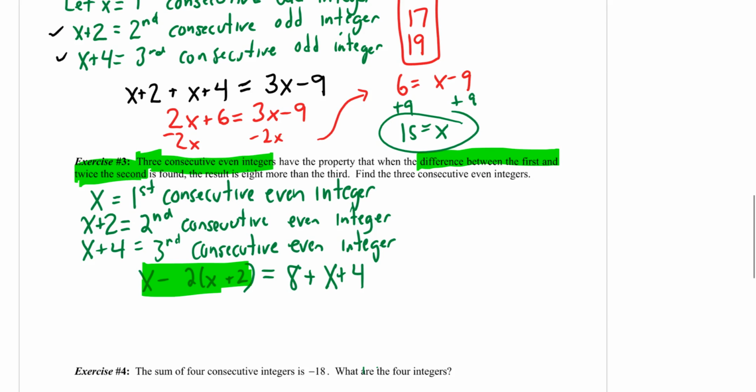I have to do one side. No, hold on. Negative. x minus 2, parentheses, x plus 2, right? Close the parentheses. Equals 8 plus x plus 4, comma x. x equals -8.